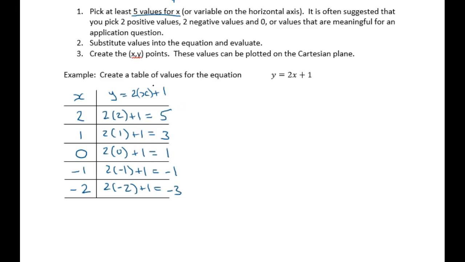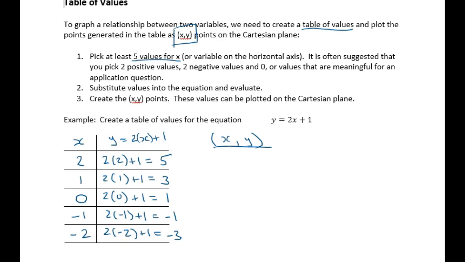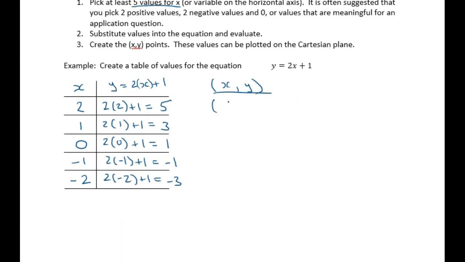So substituting those values into my equation will actually give me ordered pairs. If I group these together as an x, y point, that's all you really have to do. Put in your x, put in your y. So my Cartesian points, or my ordered pairs, will be an x of 2 and a y of 5, so (2, 5). The next one will be (1, 3), then (0, 1), then (-1, -1). And finally, -2 as my x, and -3 will be my y.